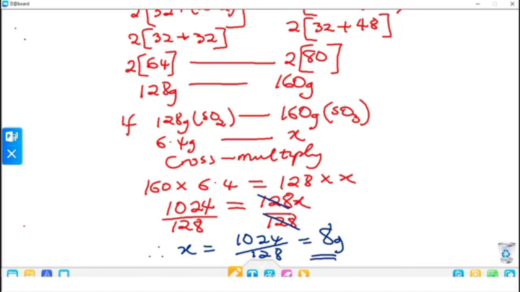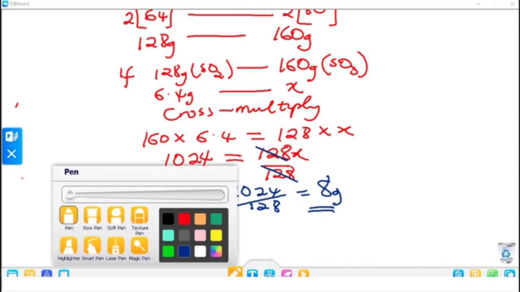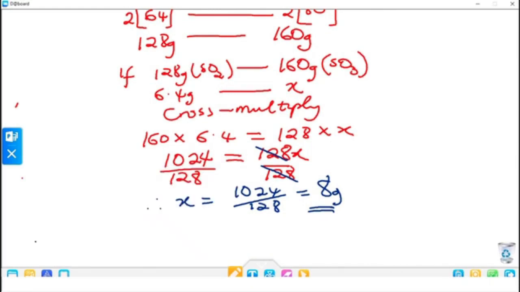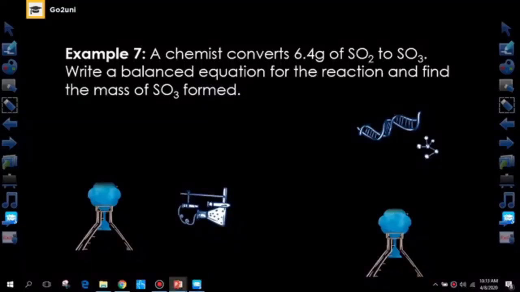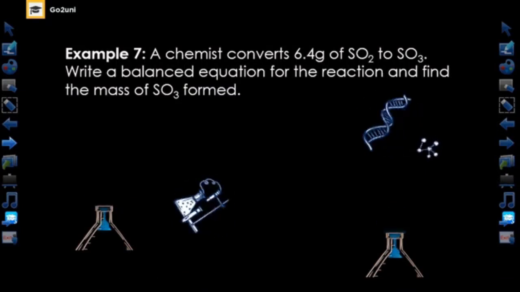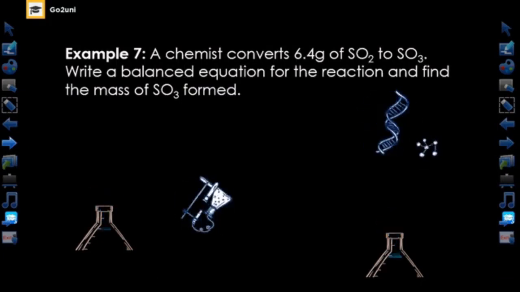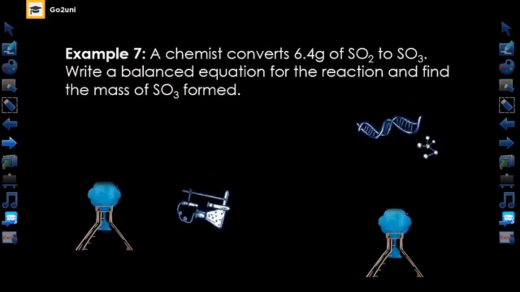So the chemist successfully converted sulfur IV oxide to sulfur VI oxide, and the mass of sulfur VI oxide that he got is 8 grams as we have calculated. So we have 8 grams of sulfur VI oxide, SO3. So dear students, this is how to calculate questions. From all the questions we have seen so far, I want to believe that you are now very well equipped to solve any question under stoichiometry.